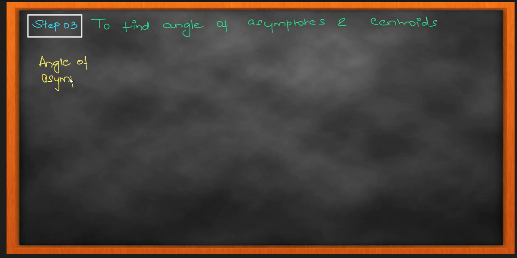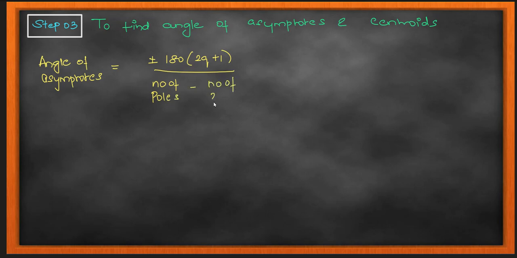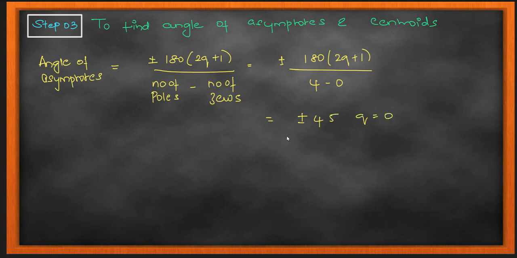The formula is just direct substitution: plus or minus 180 into (2q plus 1) divided by the number of poles minus the number of zeros. In this case the number of poles is 4 and the number of zeros is 0, so that comes to 4 minus 0, which is 180 into (2q plus 1) divided by 4 minus 0, and that is plus or minus 45 and plus or minus 135.